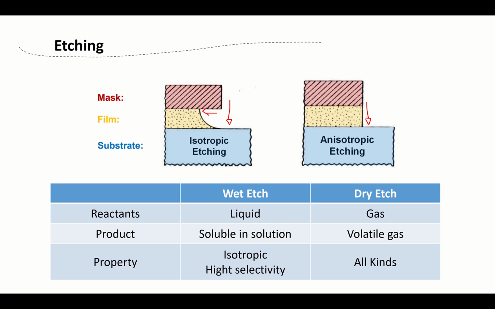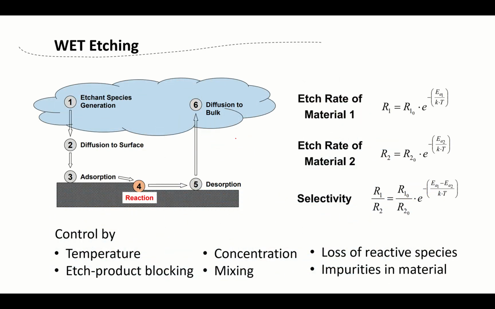When we say higher selectivity, it means this chemical will react with a specific material faster. So when we etch this, it will react with the mask really slowly, but with the film really fast. That's high selectivity. For dry etch, you can have isotropic or anisotropic, good selectivity or bad selectivity, really based on what kind of method you use for etching.